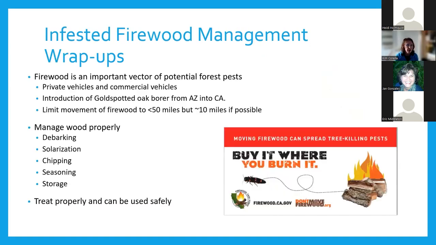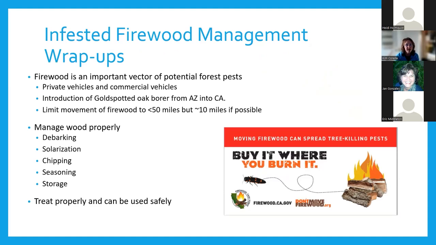So to wrap up, firewood is really an important vector of potential forest pests. A lot of private vehicles transport it to go camping or for home heating. Commercial vehicles can transport these insects hundreds of miles. This is most likely what caused the introduction of GSOB from Arizona into California. You want to limit the movement of firewood to less than 50 miles, but really you want to keep it on your property or less than 10 miles if possible.